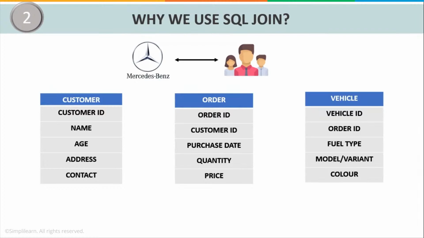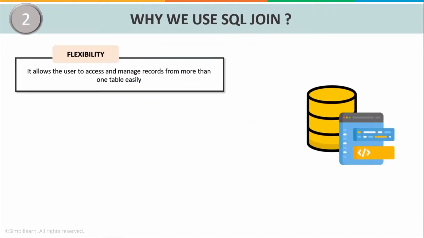vehicle table. Now if they want to get the vehicle details of so and so customer XYZ, for that they have to first query the customer table to get the customer ID. Now once they get the customer ID, they have to query the order table to get the order ID. And finally, with the help of order ID, they can get the vehicle details. Now, as you can see, this is a time-taking process and hectic at the same time. Now, instead of that, I'll just simply join these tables, which will allow the users to combine rows from two or more tables based on different types of conditions. In this way, you can access and manage your records easily.